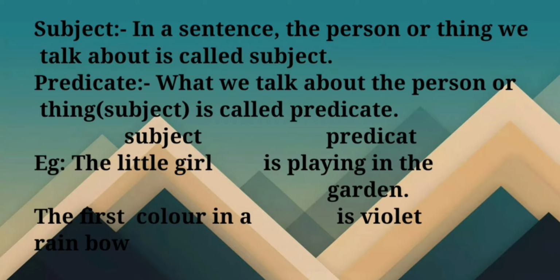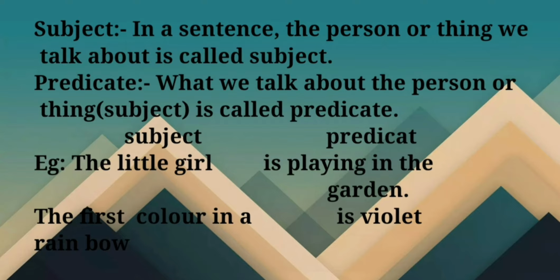Example, the little girl is playing in the garden. In this sentence, the little girl is the subject, is playing in the garden is the predicate. The first color in a rainbow is violet. The first color in a rainbow is the subject, is violet is the predicate.